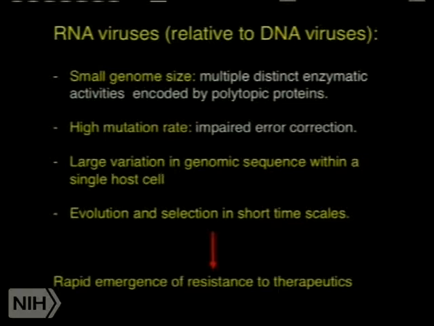And typically, the single genome of these viruses, even though it's small, is packed with enzymatic functions. A single genome encodes, say, one protein of about 250 kilodaltons. Take poliovirus, for example. That's translated initially into a 250 kilodalton protein, which then gets cleaved into two halves, which each get cleaved into further pieces, and so on, until you end up with about 12 proteins of various sizes.